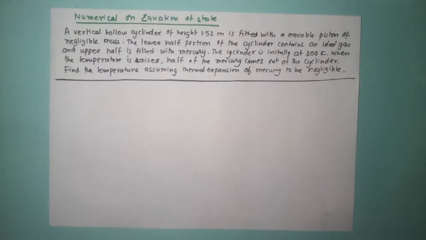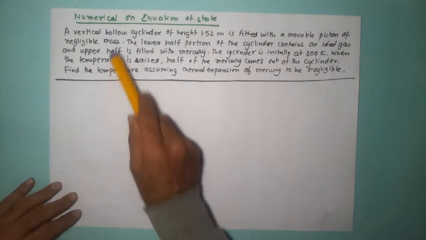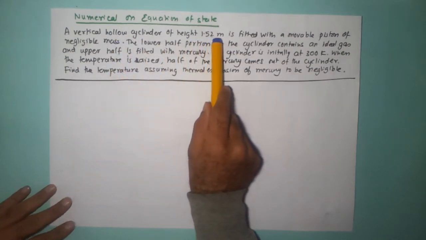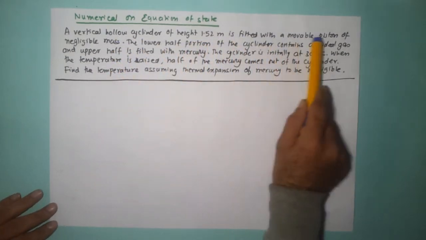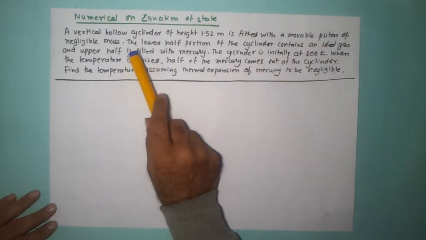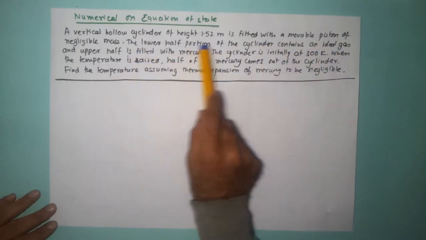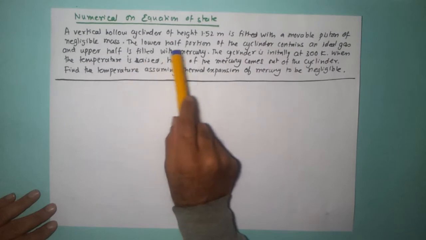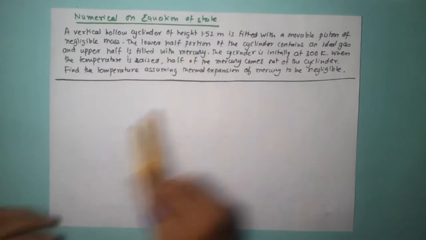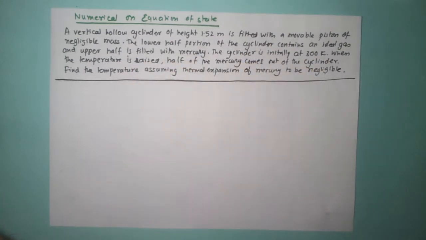Right. Having studied the kinetic theory of gases and the properties of an ideal gas and some of the gas laws, now it's time to apply the knowledge to a given situation. The situation is this: a vertical hollow cylinder of height 1.52 meters is fitted with a movable piston of negligible mass. The lower half of the cylinder contains an ideal gas, and the upper half is filled with mercury. The cylinder is initially at 300 Kelvin.